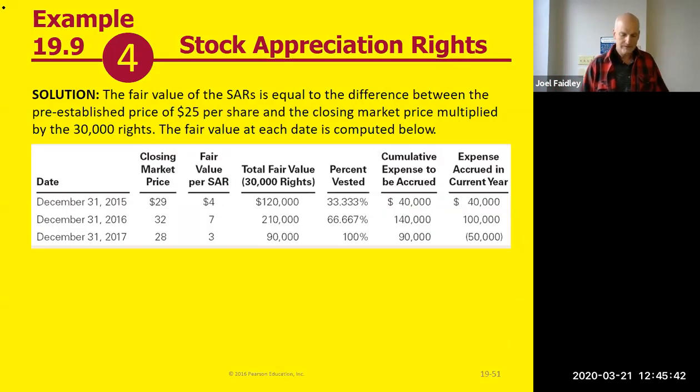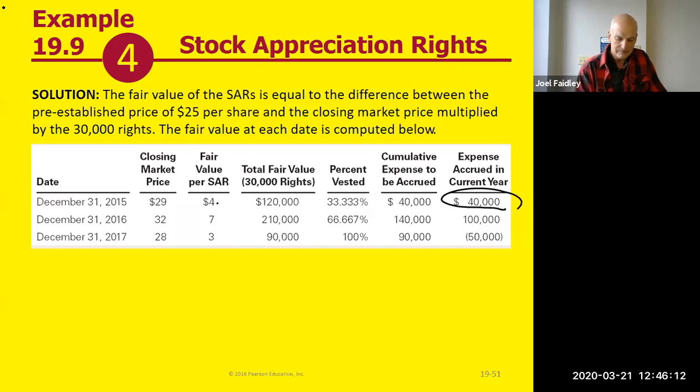All right, so look at this chart here, very, very clear. There's the rights, or excuse me, 30,000 rights. The price is up $4, so you've got a $120,000 potential payout 2 years from now. Well, I'm not going to put the whole 120,000 out there, but I need to put 1/3 of that because you're 1/3 through this. So 33% of 120 is 40. So I'm going to make a journal entry for $40,000, right?